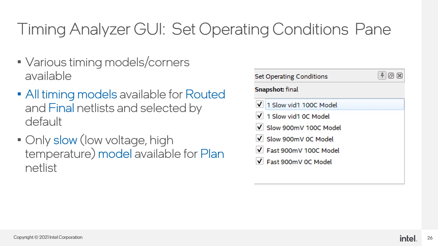All of the timing models are available to use after your design has completed the route or finalize stages in the fitter. For example, if you open Timing Analyzer after only the plan stage, then only a subset of the timing models will be available to use.